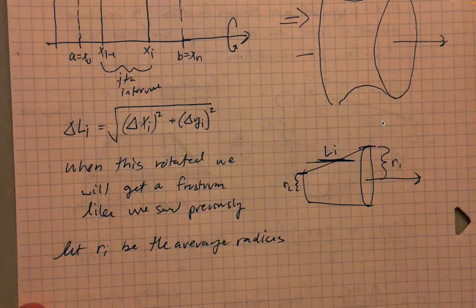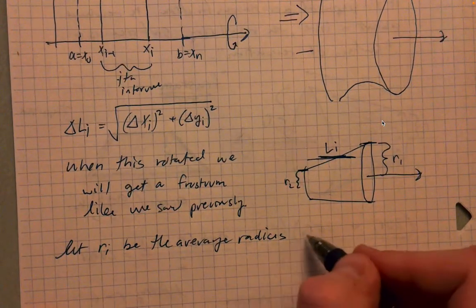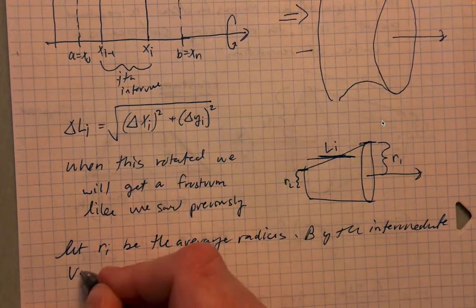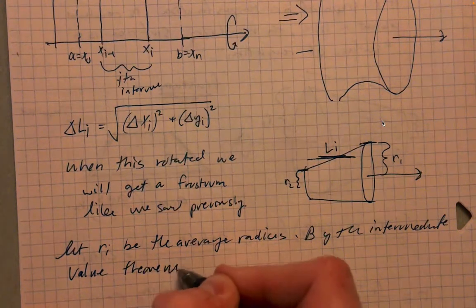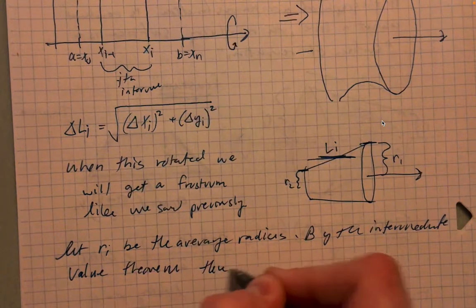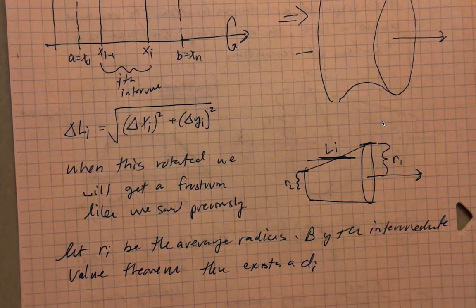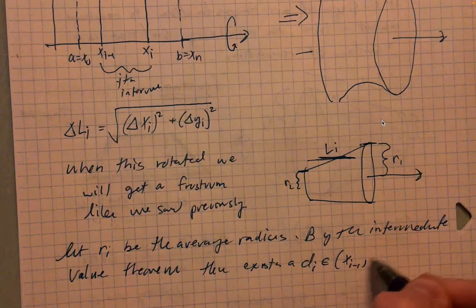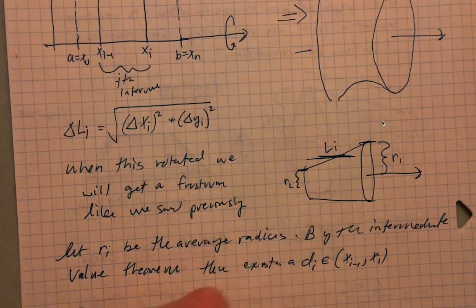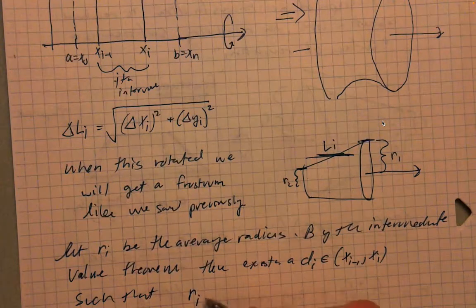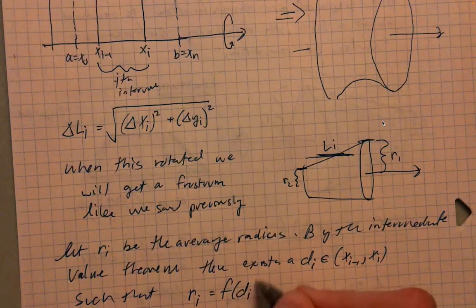Okay, so maybe it's like right there. I'm just eyeballing it. But by the intermediate value theorem, so another callback to Calculus 1, by the intermediate value theorem, there exists a di in the interval xi minus 1 to xi, such that this little Ri, this average radius, right, average height up above here, will be equal to f of di.